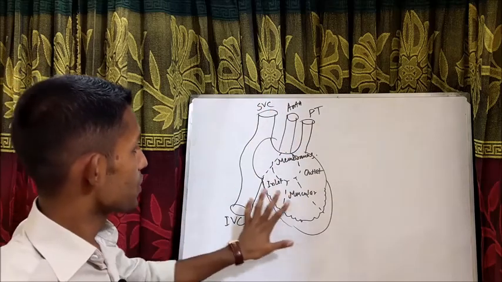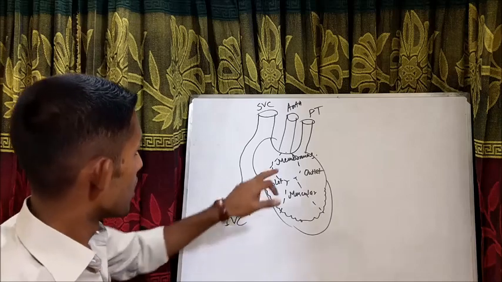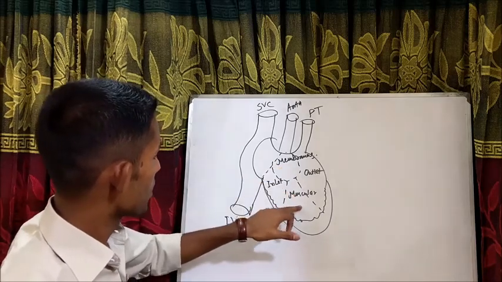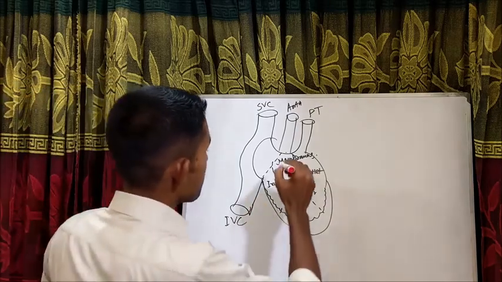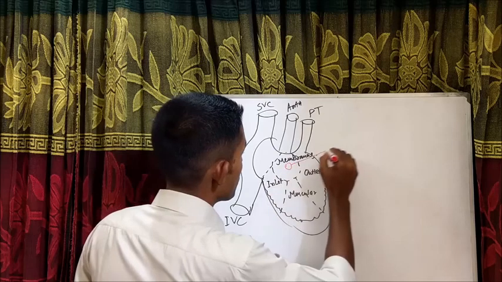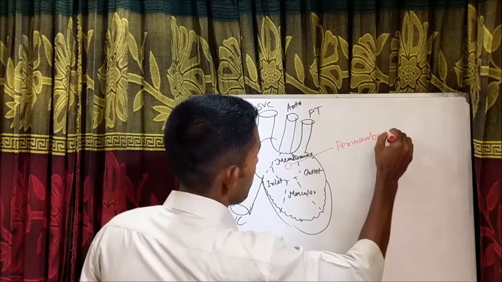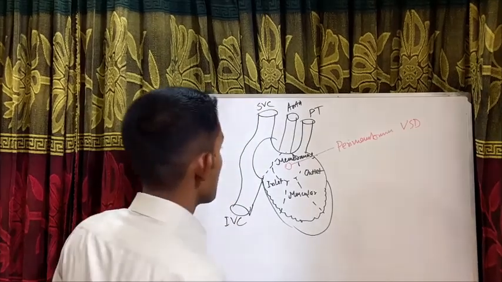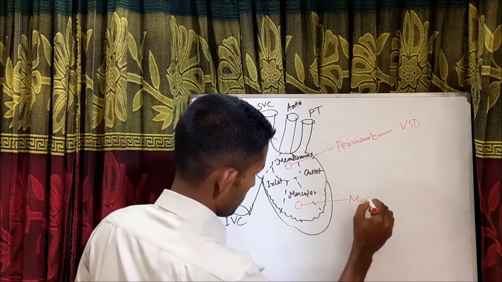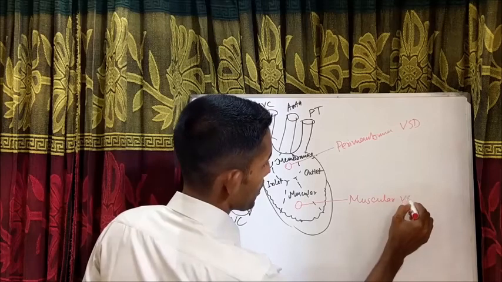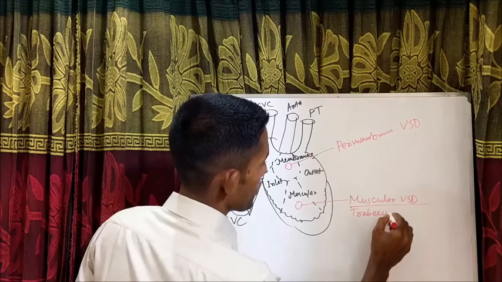So this is the ventricular septum, and this ventricular septum has four parts or four regions: membranous part, muscular part, inlet part, and outlet part. And if there is any defect in this membranous part, then this defect is called perimembranous VSD. And if there is any defect in the muscular part, then it is called muscular VSD or trabecular VSD.